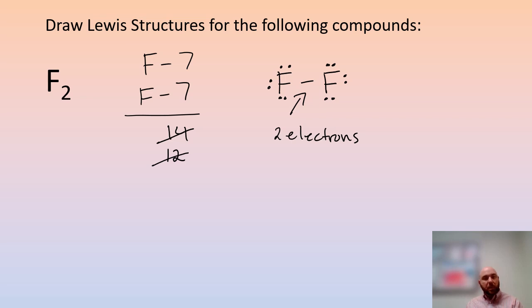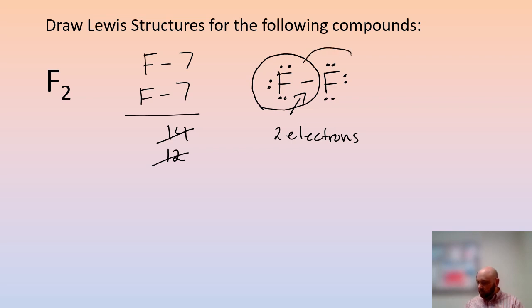I also may recognize now at this point that this fluorine atom has a share of 8 electrons. It has 6 electrons that it does not use to bond, and it has a share of those 2 electrons in the paired bonding electrons.